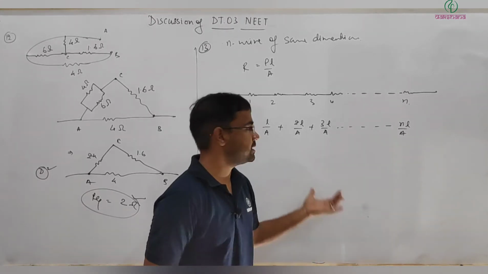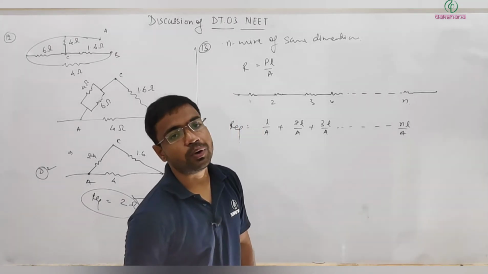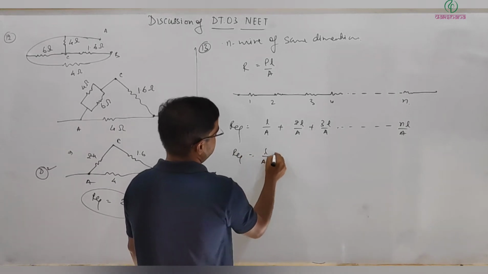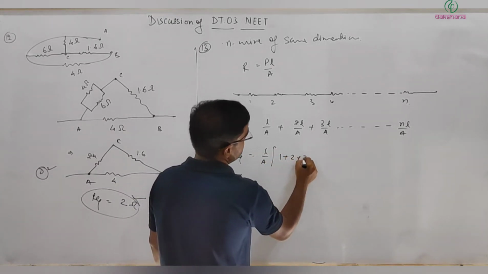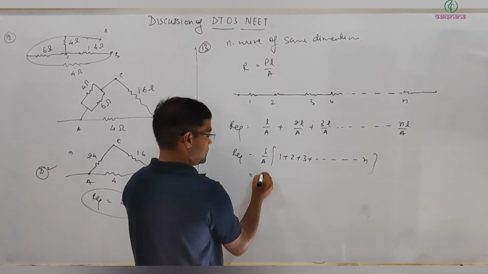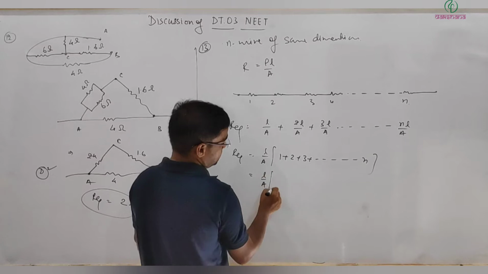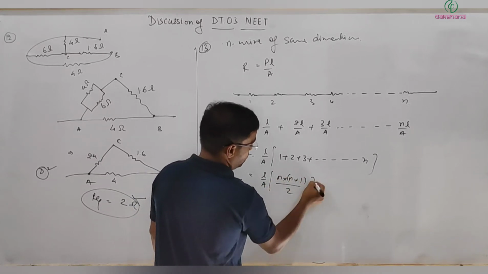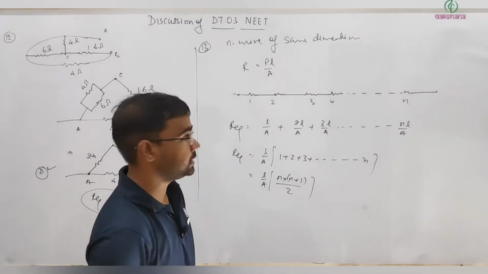So simple series combination means algebraic addition of all the resistances, and this implies R equivalent is equal to L by A. I can take it out, it's 1 plus 2 plus 3 plus so on up to N, and the addition of this is L divided by A into N into N plus 1 divided by 2. So this is your R equivalent.